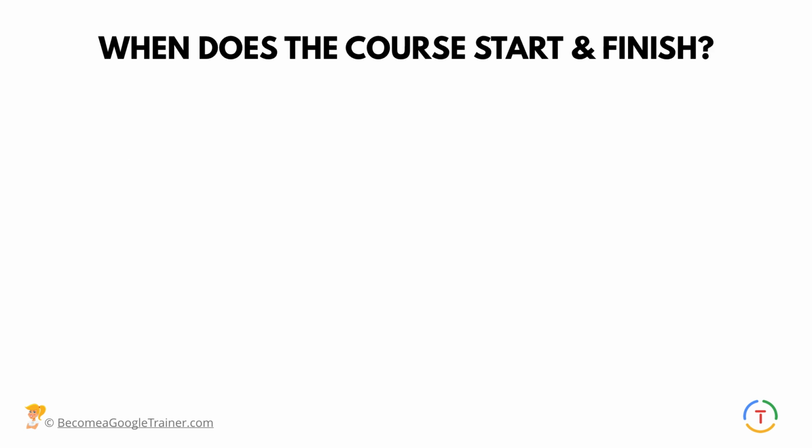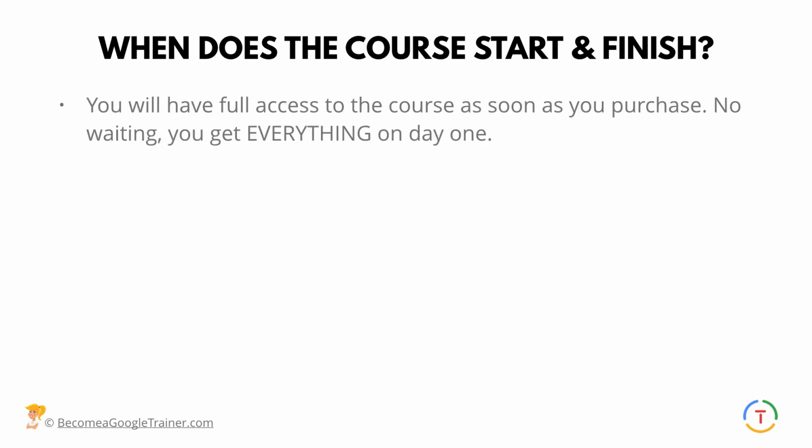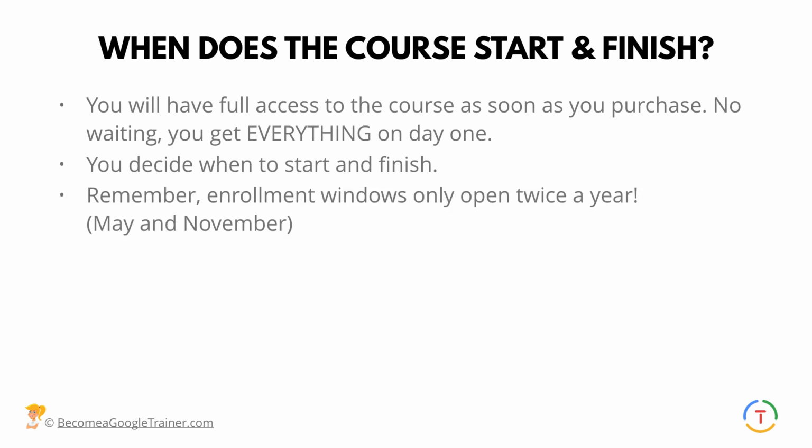So, when does the course start and finish? The Google Certified Trainer Academy will give you full access to the course as soon as you purchase. No waiting. You get everything on day 1, every single lesson. You decide when to start and finish. Now, remember, enrollment windows only open twice a year, May and November. That doesn't mean you have to finish it in May or November. It just means that you need to enroll in those windows.